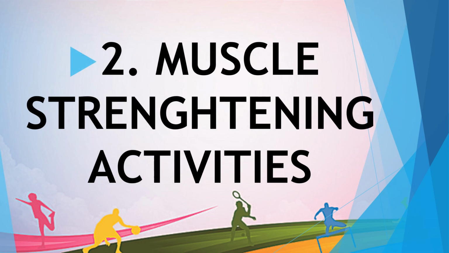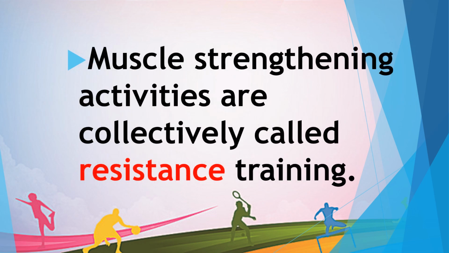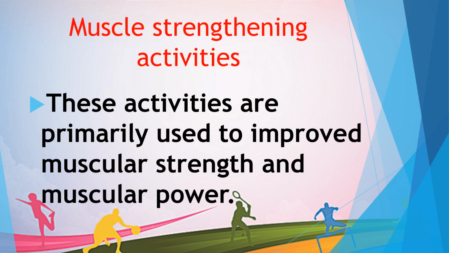The second type of physical activity is muscle strengthening activities. If aerobic activities are more focused on our cardiovascular system, or our heart and our lungs, how about muscle strengthening activities? Muscle strengthening activities are collectively called resistance training because most of these activities require power and strength in order for us to perform the tasks or activities. Strengthening activities are those activities that are primarily used to improve muscular strength and muscular power. Therefore, the main focus of these activities is to strengthen our muscles in different parts of our body.